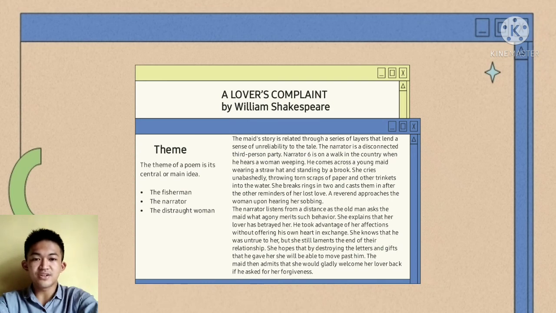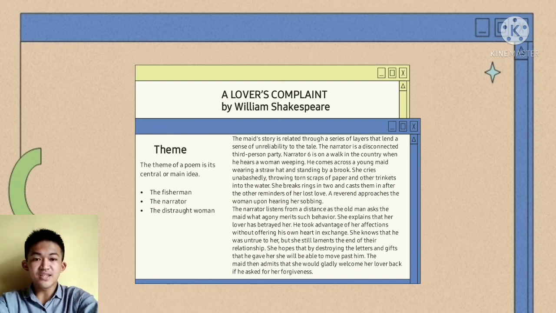The narrator is on a walk in the country when he hears a woman weeping. He comes across a young maid wearing a straw hat and standing by a brook. She cries uncontrollably, throwing torn scraps of paper and other trinkets into the water. She breaks rings in two and casts them in after the other reminders of her lost love. An old man approaches the woman upon hearing her sobbing.